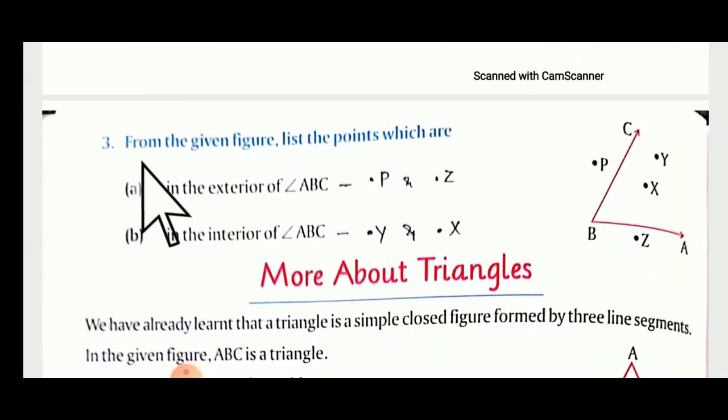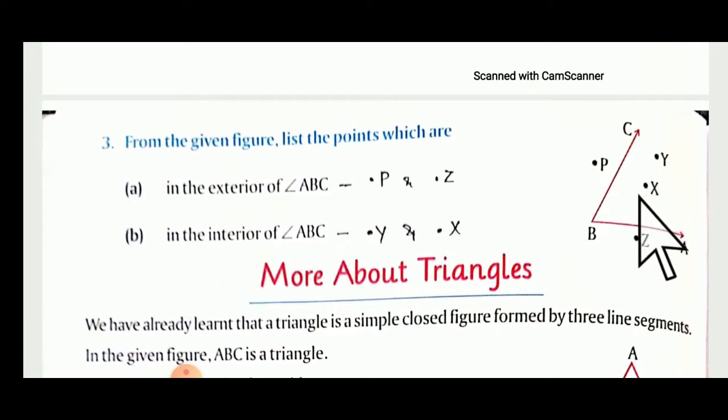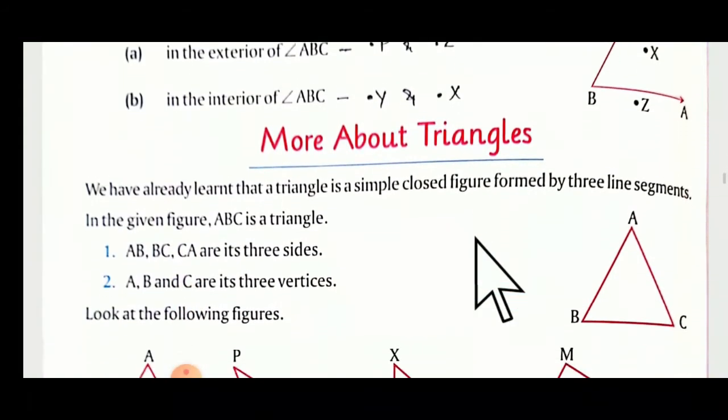Question number 3. From the given figure, list the points which are in the exterior of angle ABC. Angle ABC is given. In that, first you need to find the exterior. Exterior is nothing but outside: point P and point Z. Whereas interior, that is inside, are X and Y. Points X and Y are interior, inside the angle.